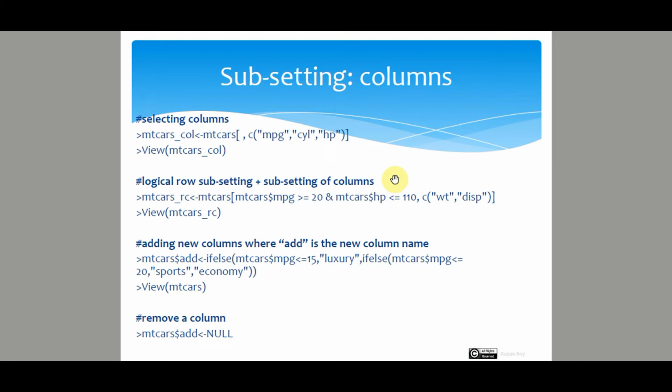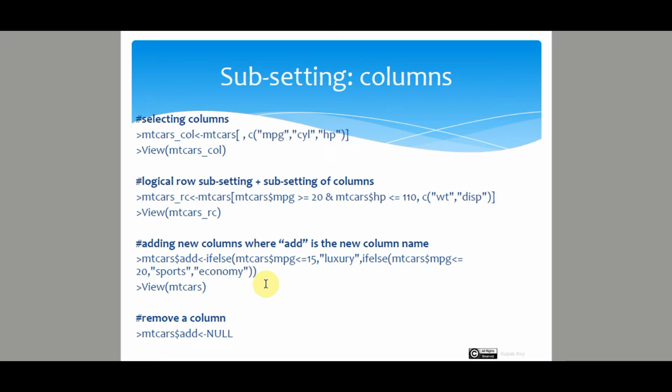Here we have defined the criteria for row subsetting, mpg greater than or equal to 20, comma. Now in the column format we can define the list of the columns. Also, using a logical operator, add a new column like: if mpg is smaller than or equal to 15, then categorize it as luxury. If mileage is greater than 20, sports, else categorize as economy.